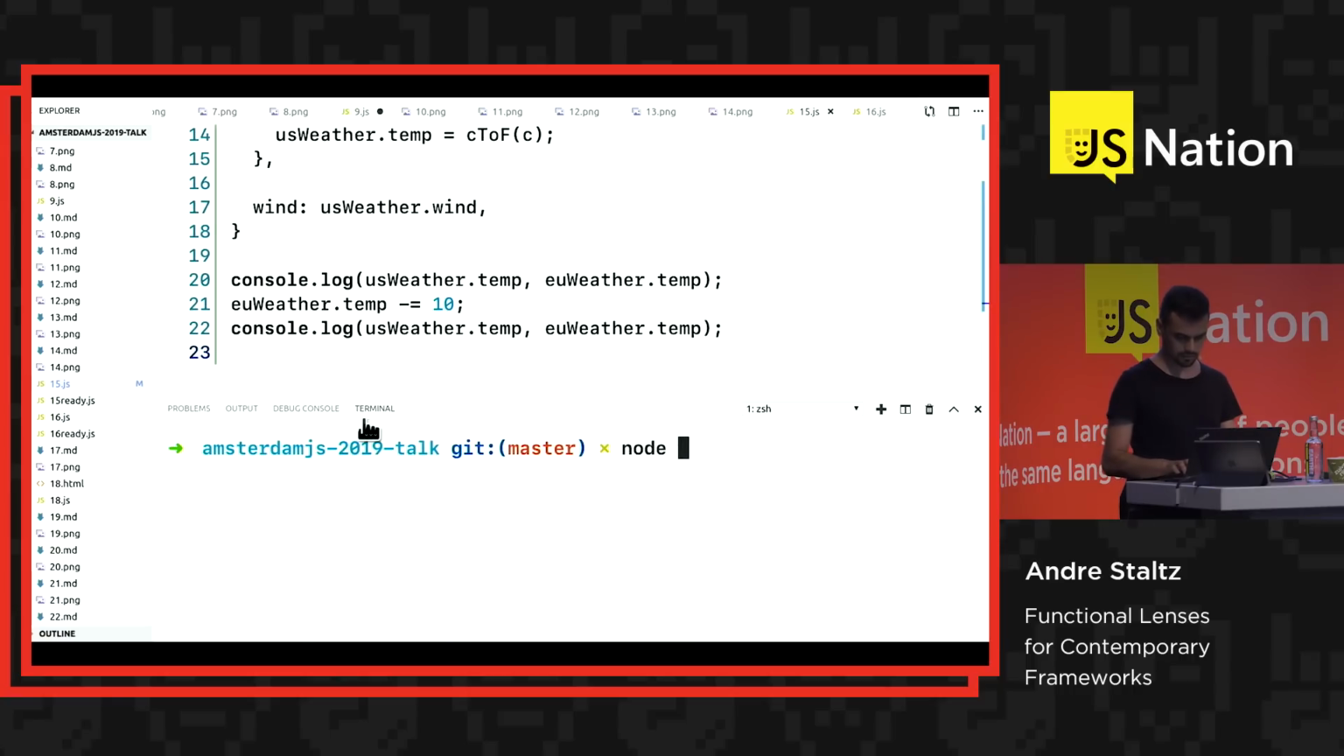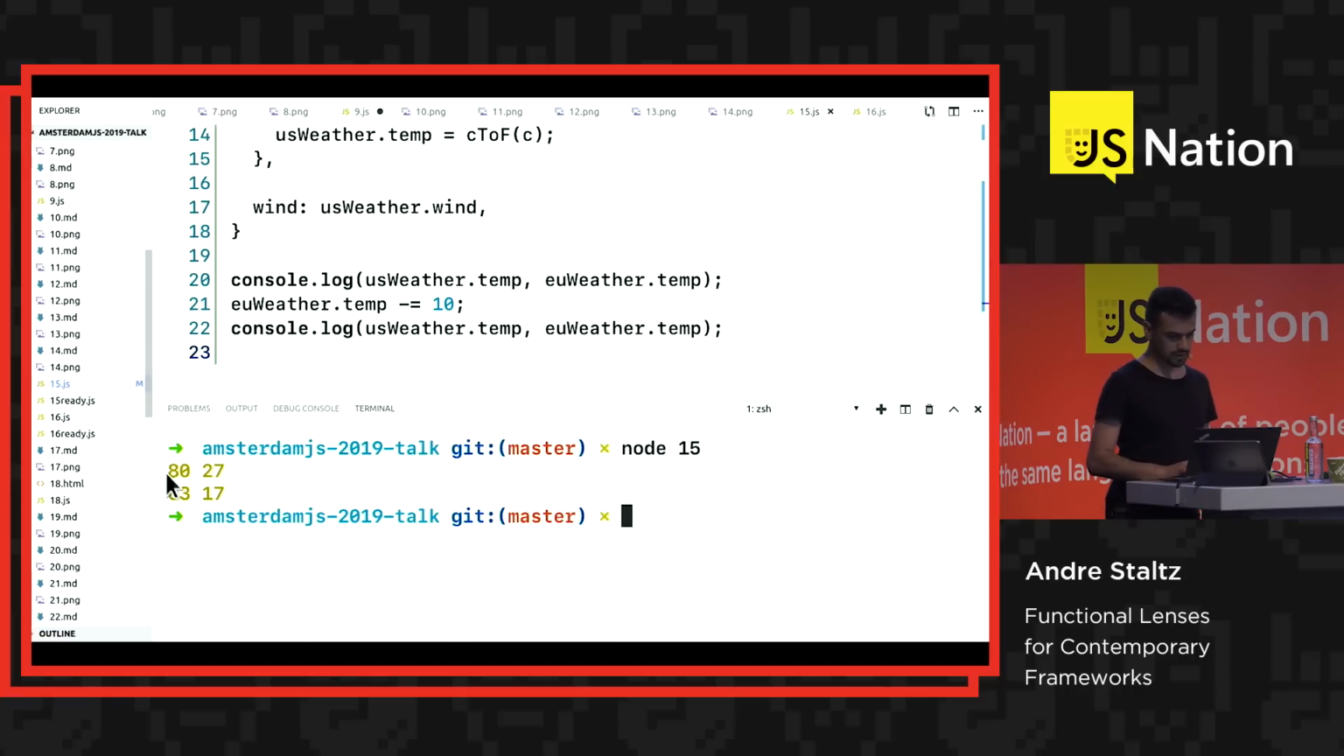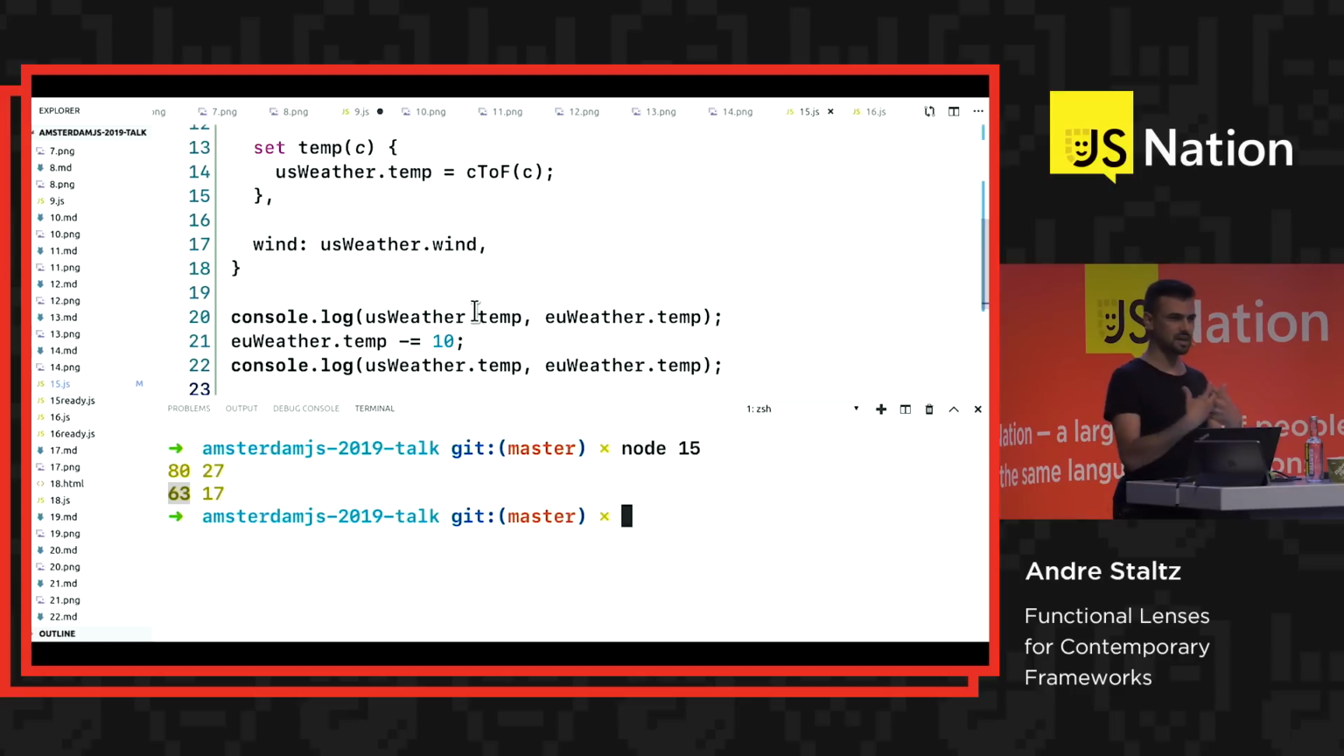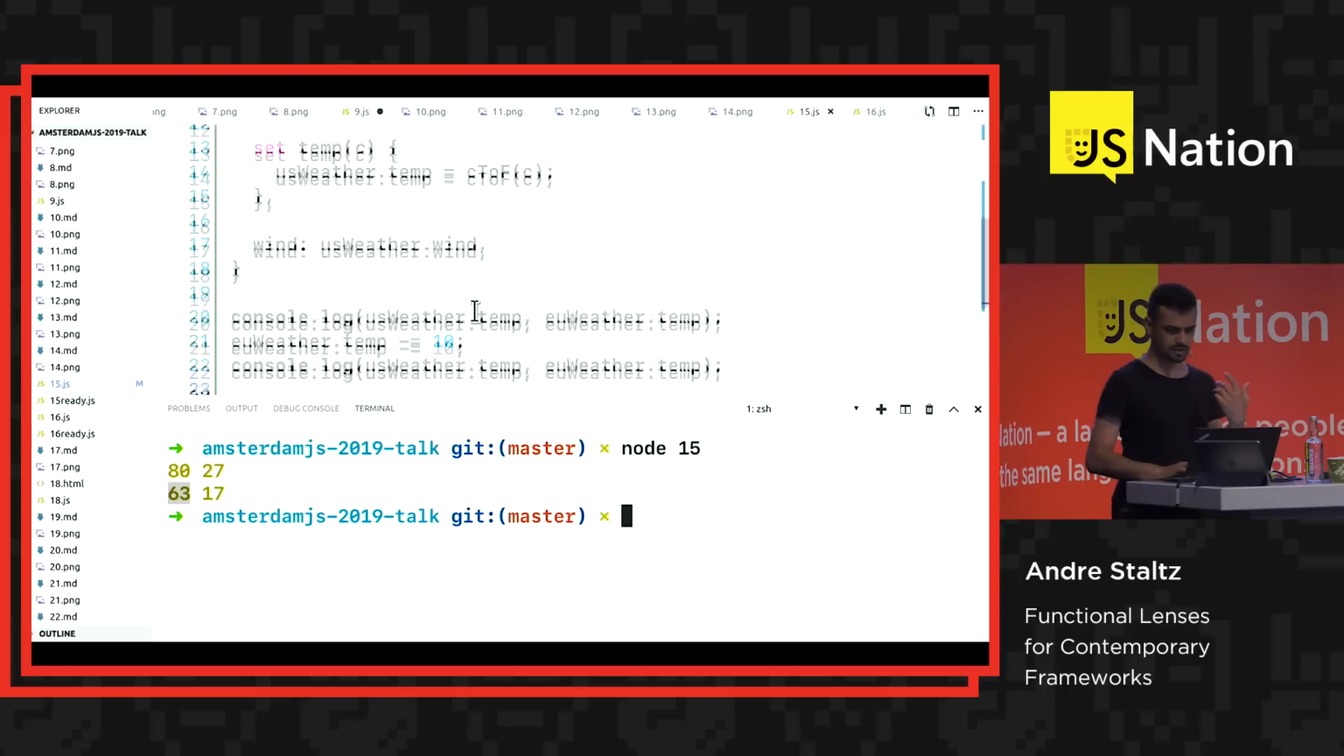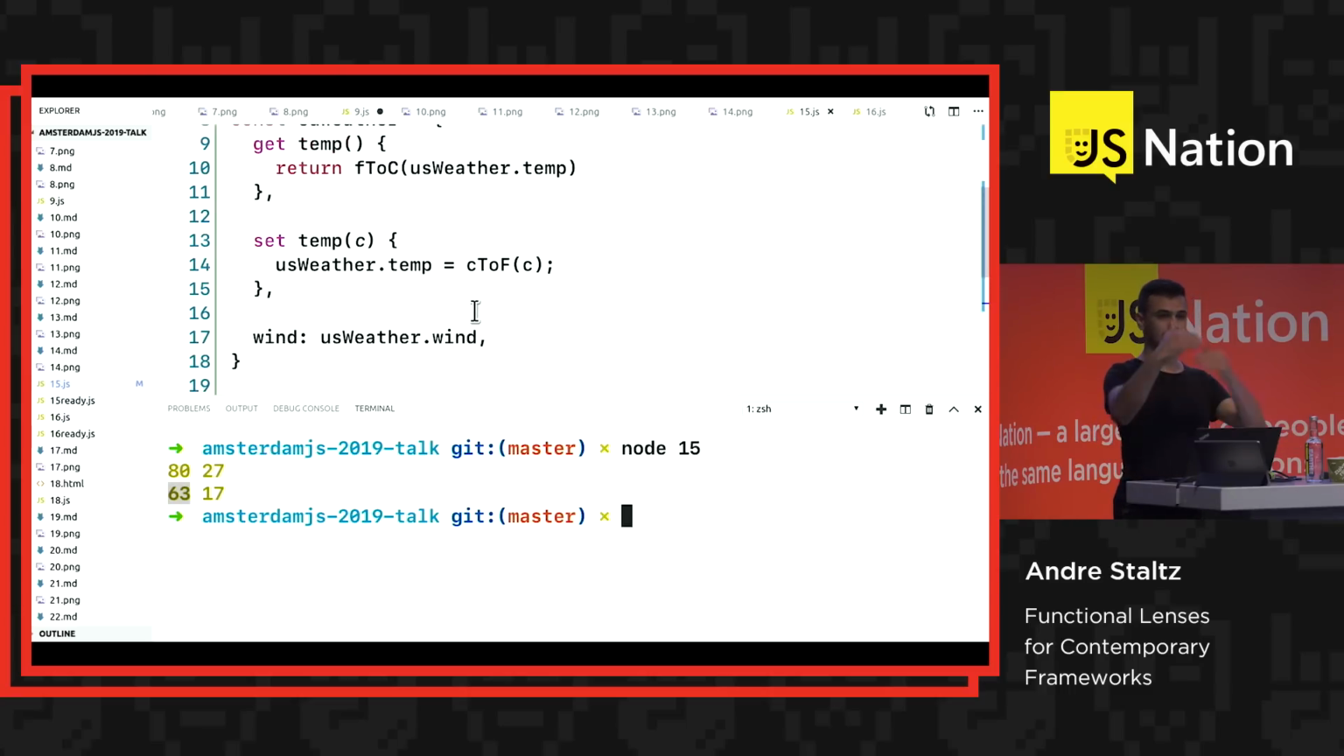It says 80 Fahrenheit and 27 Celsius, same thing. And then I decreased the temperature and it became 63 Fahrenheit. So the point is that you might want to interact with Celsius, right? You might want to make calculations in Celsius. You don't care about doing that in Fahrenheit. So this getter setter gives you that conversion layer back and forth, but it's object-oriented programming.